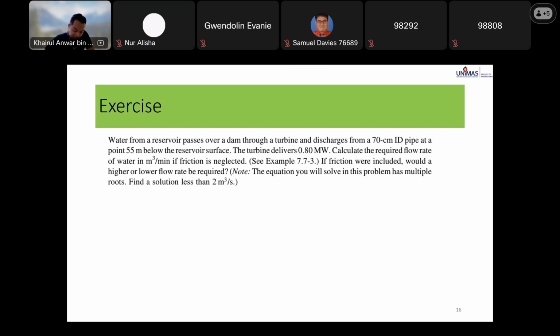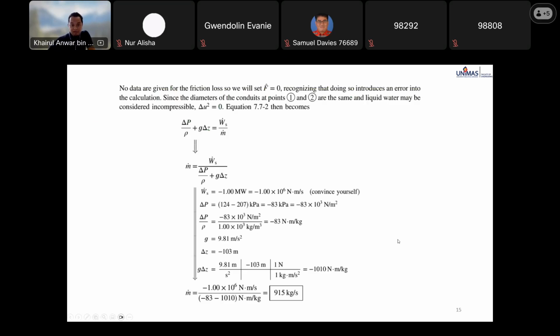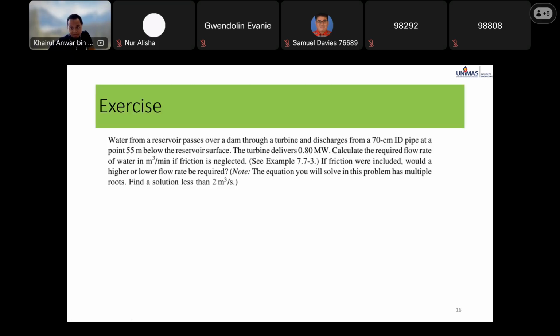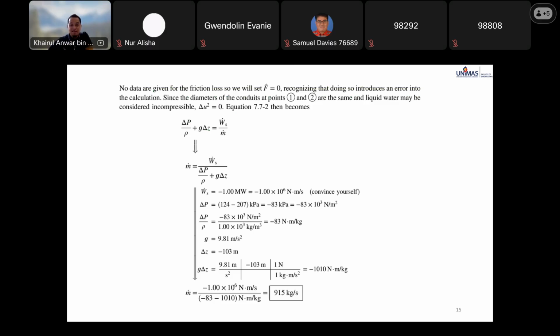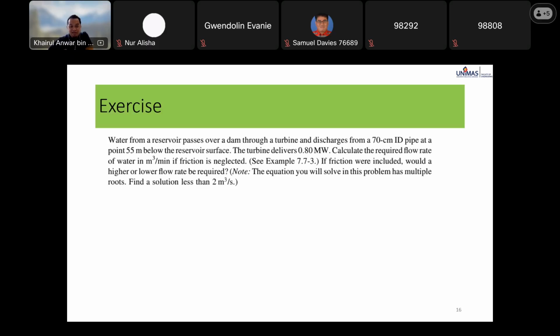Based on the information, it's straightforward lah. So when you include the F, the F letak kat bawah. So if you have F down there, so you need the lower flow rate. Yeah, lower flow rate. The flow rate will be reduced. Faham soalan tu? Equation included with the higher or lower flow rate requirement.